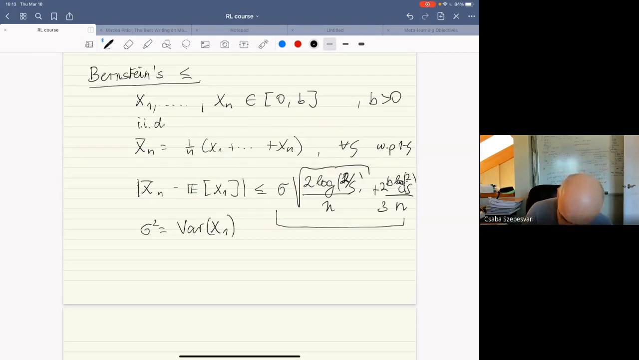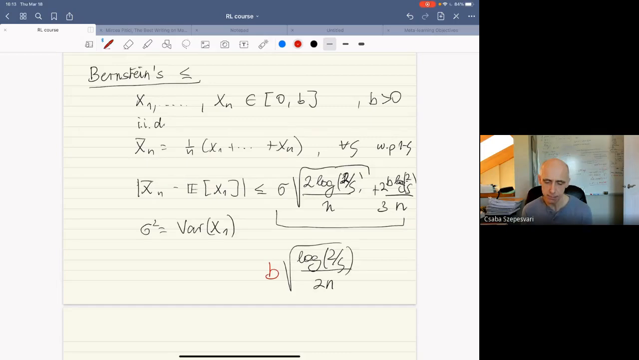And to compare it with Hoeffding, in Hoeffding, you just had the square root of log 2 over zeta divided by 2n. But here, this was multiplied by b. Okay, and we didn't have this other term.